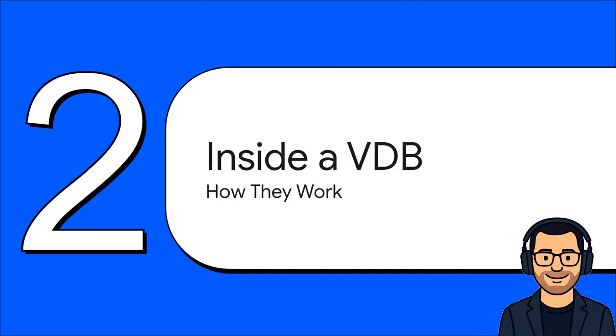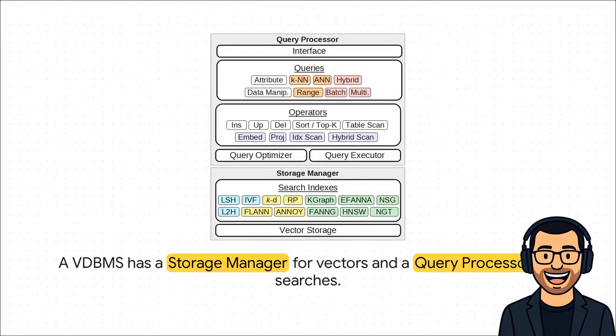a powerhouse for AI. All right, I know this diagram might look a little intense, but at a high level, it's actually pretty straightforward. A vector database system is really broken into two main parts. Down at the bottom, you've got the storage manager, which is all about figuring out how to actually store millions or even billions of these vectors. Then on top, you have the query processor, and its job is to find what you're looking for, fast.